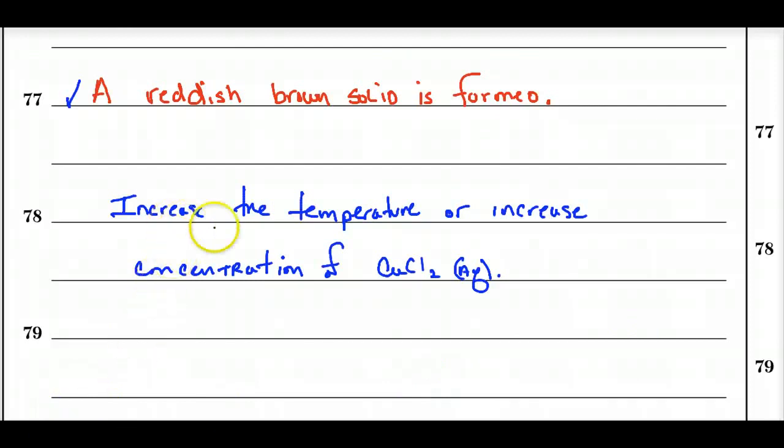So as I've been writing here, increase the temperature or increase the concentration of copper chloride. I thought I paused it. All right. And I could have also put increase the surface area.